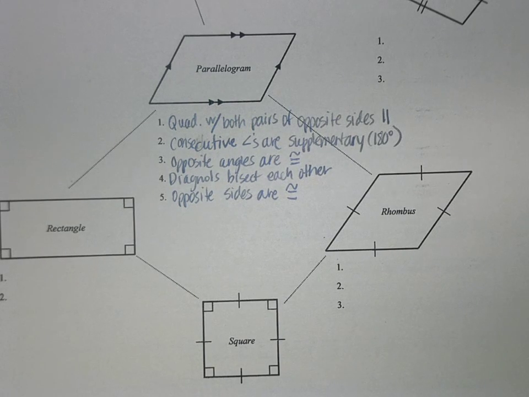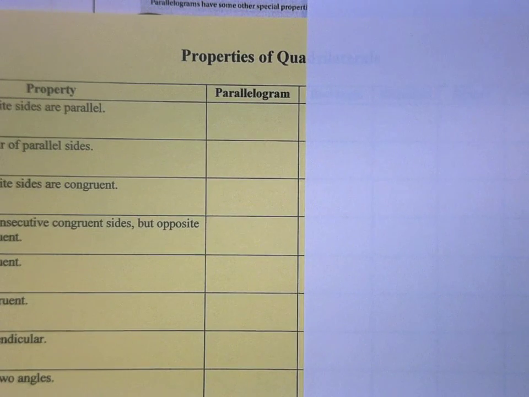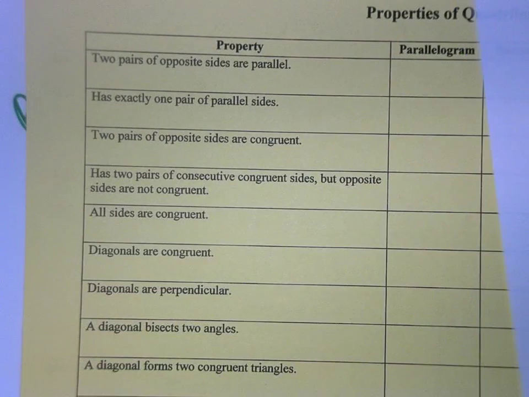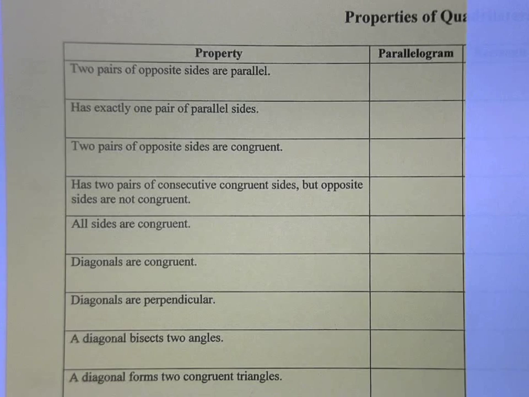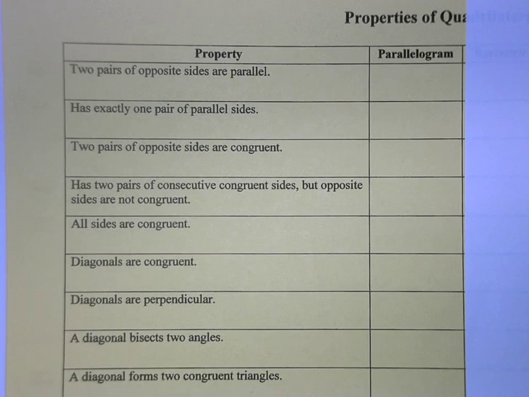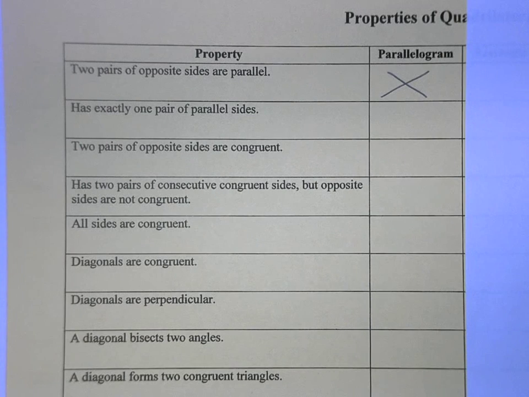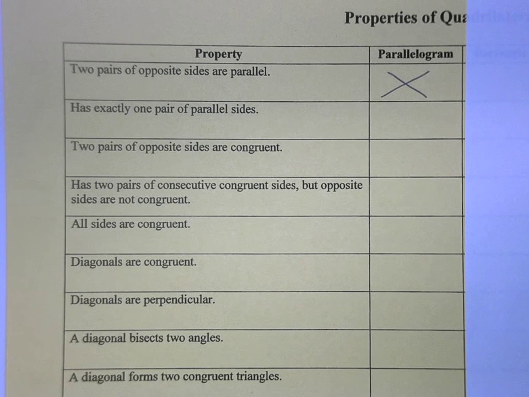Okay. Do you guys need another minute? So I kind of just read through them and decide is it true or false in order to mark it. Does it have two pairs of opposite sides parallel? Yes. So we can put a big X in that one now. We know that one is true. Does it have exactly one pair of parallel sides? No. We already said it has two, right?